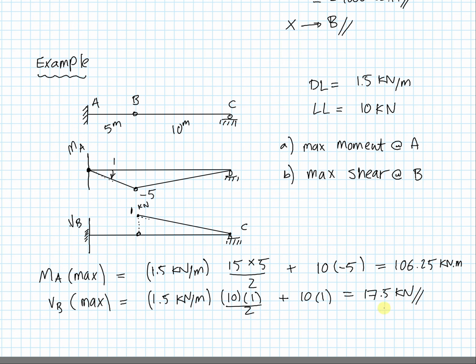So really, influence lines are not supposed to be difficult. They're really straightforward, but they are very useful in design.